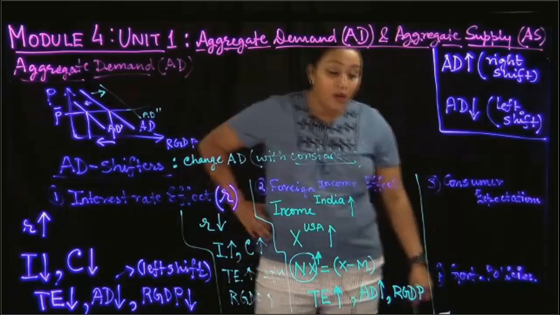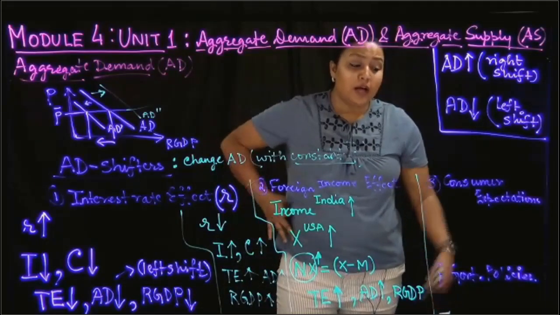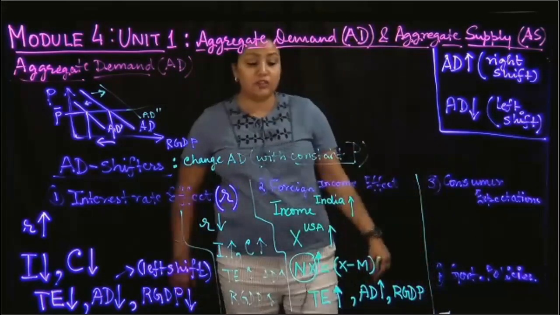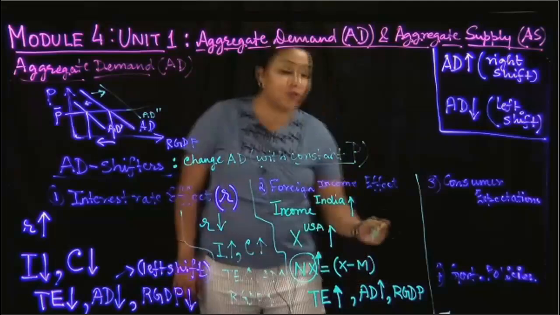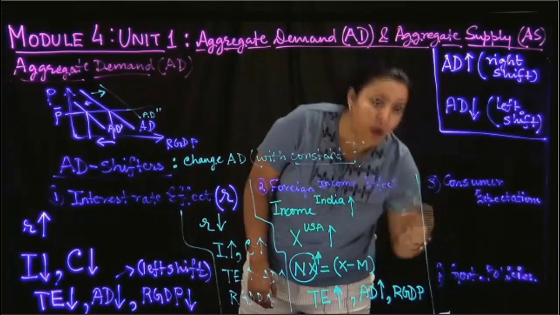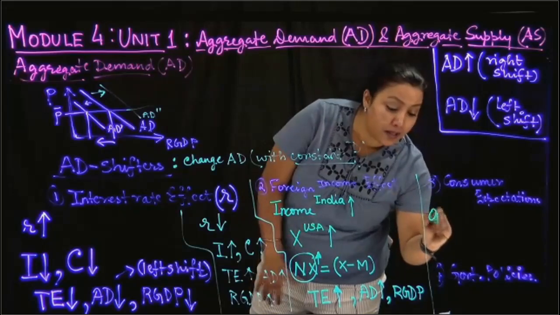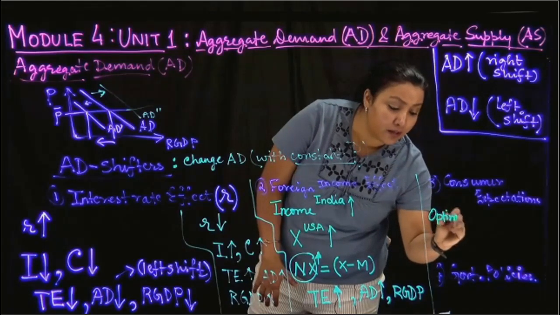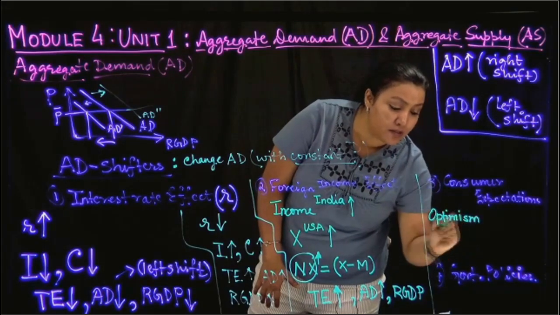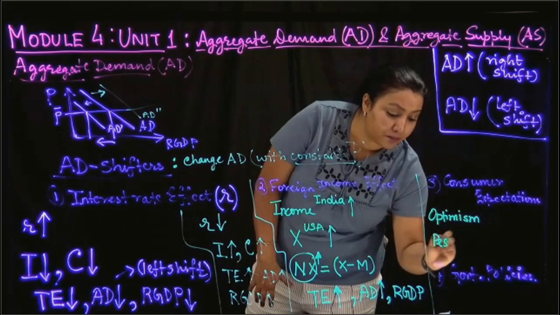Okay. Now, when it comes to consumer expectations, we are basically talking about consumers in my country, consumers in USA, being optimistic, there being optimism or there being pessimism.